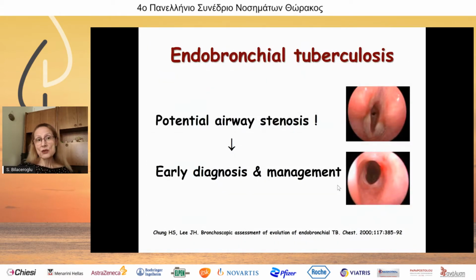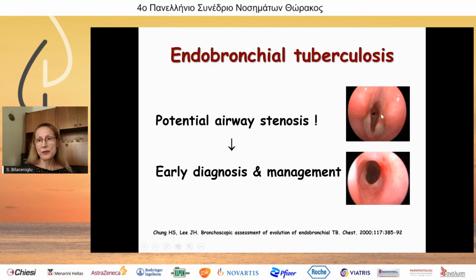I want to mention a little bit about endobronchial tuberculosis. Why? Because in tuberculosis, the endobronchial TB form is the one that causes stenosis most of the time, and these patients need more interventional procedures. That's why I am emphasizing it. In endobronchial tuberculosis, there is always a potential for airway stenosis, so we should be alert and ready to diagnose it early and do the early management of it.